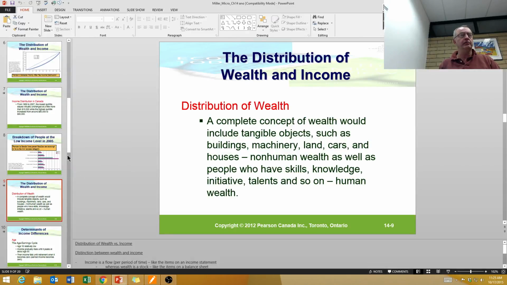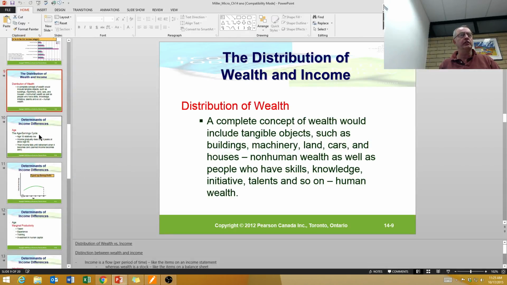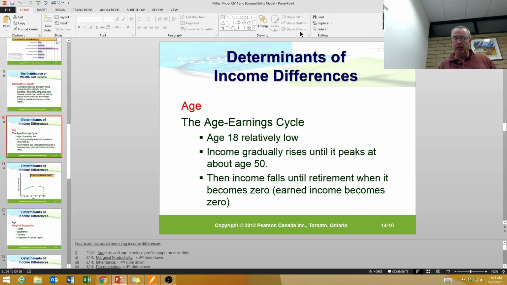Okay, so let's move on. So our second little section talks about these 4 main factors that affect income level differences. So we know that the Lorenz curve in Canada shows us that we do not have perfectly equally distributed wealth or income in Canada, but we have a skewed distribution of income. And now the question is, why? What are the factors that affect differences in income levels?